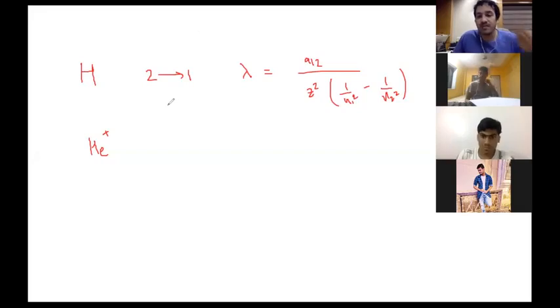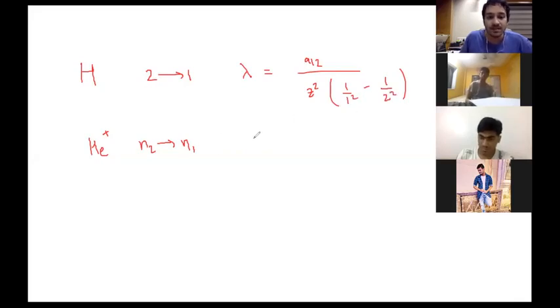Hydrogen में 2 से 1 में जो photon emit हो रहा है, helium plus में कोई दूसरे transition के लिए ये same photon emit हो सकता है, right? And that I need to find out what it is. So let's say in helium plus it is N2 to N1, and यहाँ पे let me put the formula for hydrogen over here. If I put it 1 by 1 square minus 1 by 2 square, let's say I have this over here.